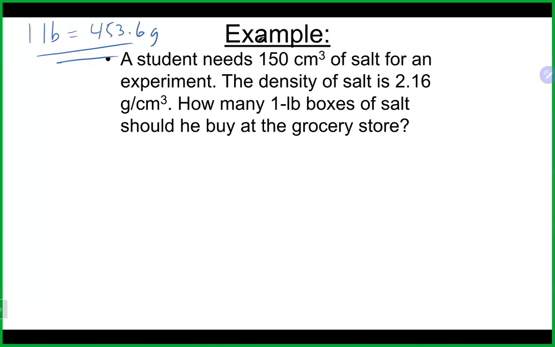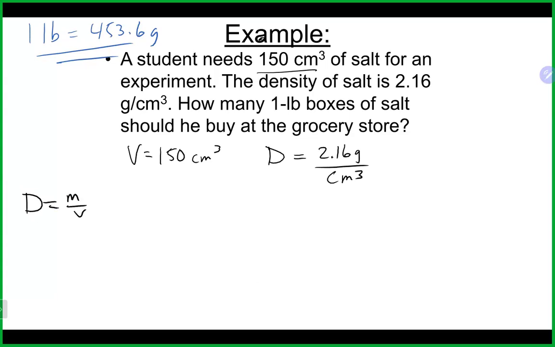Okay, so let's take a look. Once again, if we pull up the information, 150 cubic centimeters is a volume. In this case, we do have the density, which is 2.16 grams per cubic centimeter. And we want to know how many 1 pound boxes to go with. So obviously, if you know your density equation, which you do need to know, you have density, you have volume. So it would make sense, mass is the only thing you don't have. So you can use it to figure out the mass. That would give us our mass in grams. And then from grams, you could figure out how many pound boxes you would need.